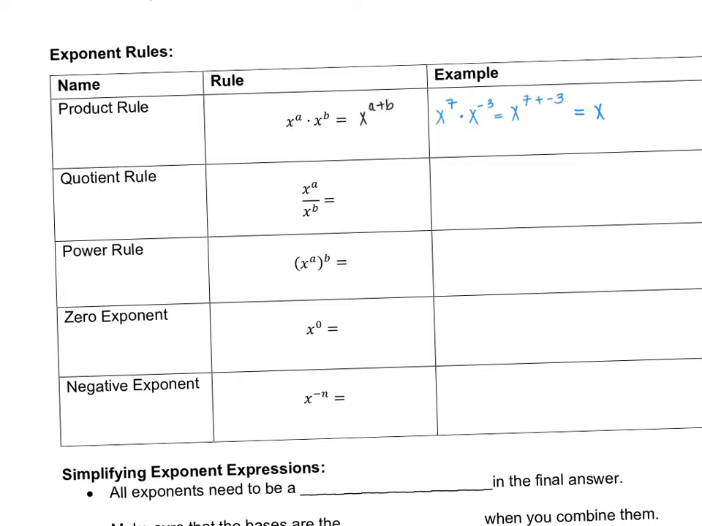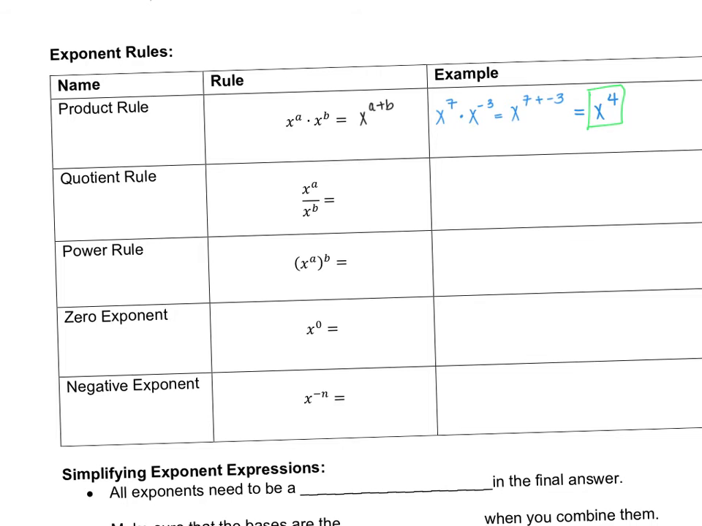Terribly sorry. But 7 plus negative 3 is positive 4. And so in this case, my answer would be x to the 4th power. So to keep everything simple, if things have the same base, you add the exponents. And so this would be my final answer.